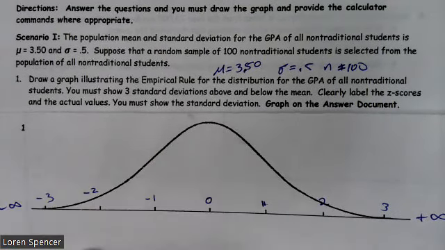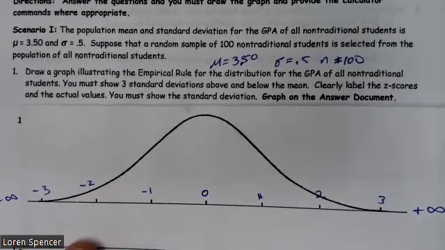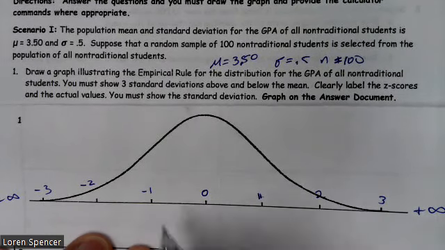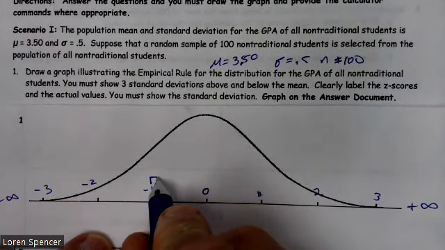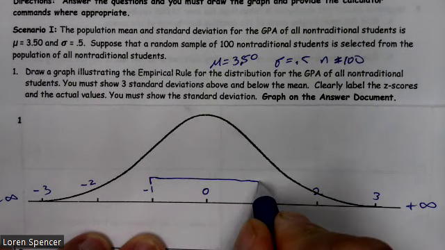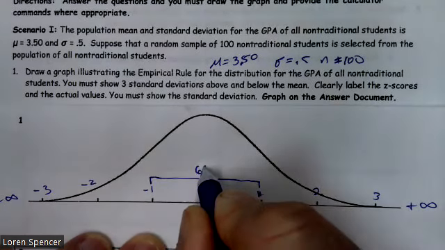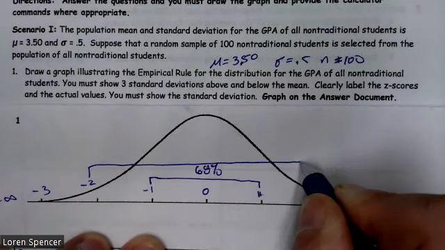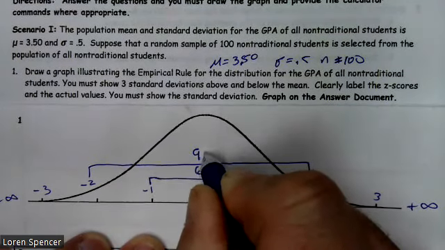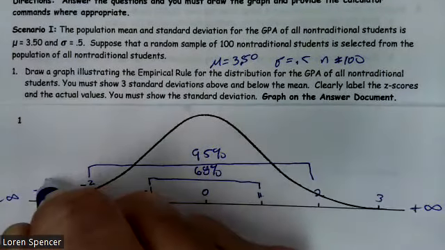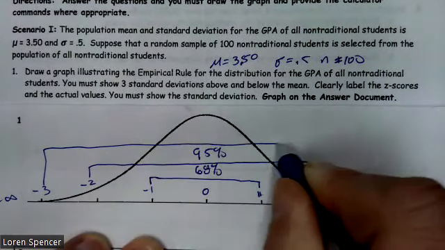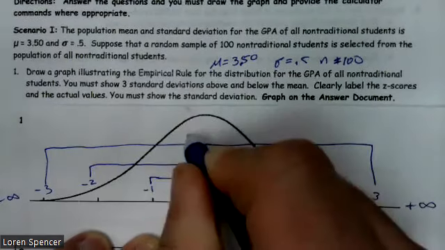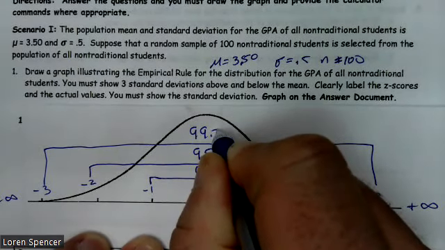Now, they also asked us to show the empirical rule. So if we're doing the empirical rule, we have to include that plus or minus 1 is 68%, plus or minus 2 is 95%, and finally, plus or minus 3 is 99.7%.